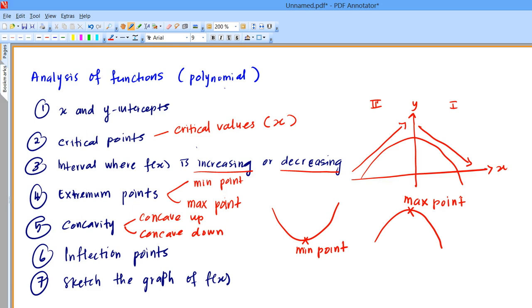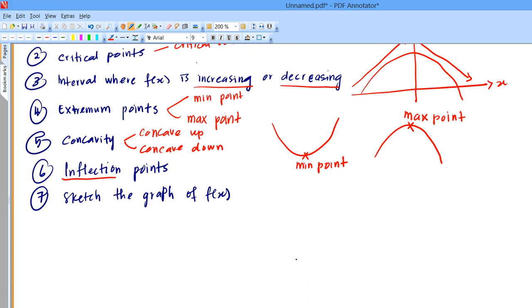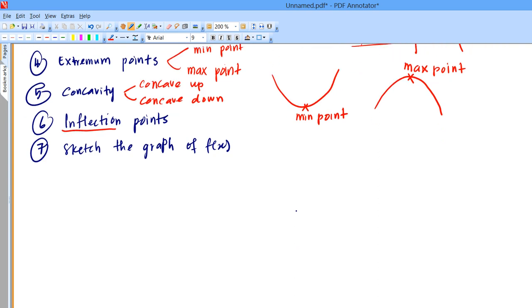Next is inflection point. Okay, what is inflection point? Inflection point is actually a point when the concavity changes. For example, from concave up to concave down, or from concave down to concave up. And lastly, I will show you how to sketch the graph based on the above information, based on information from number 1 to 6. Okay, next we proceed with example.